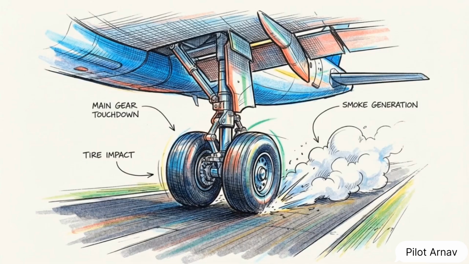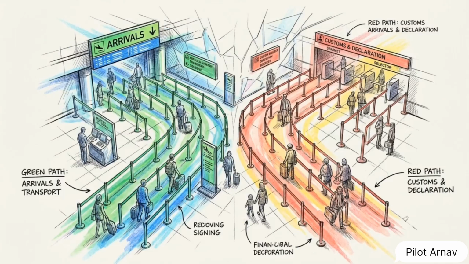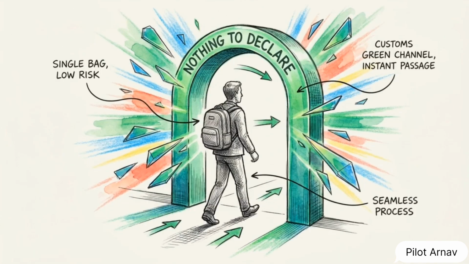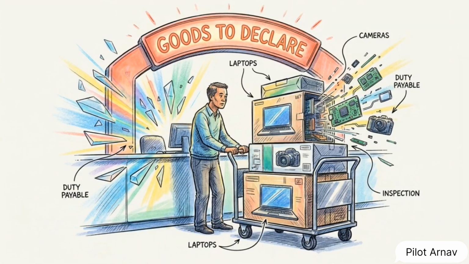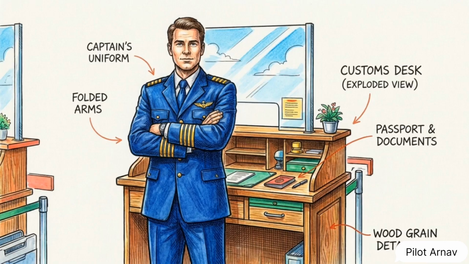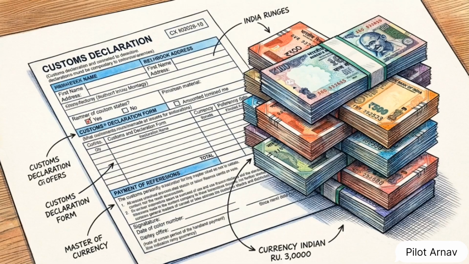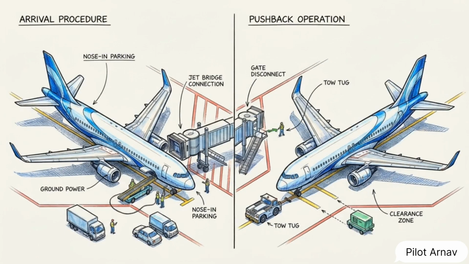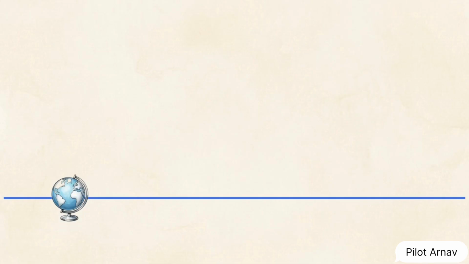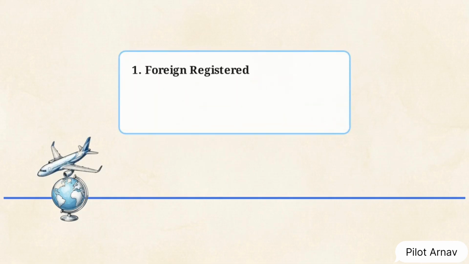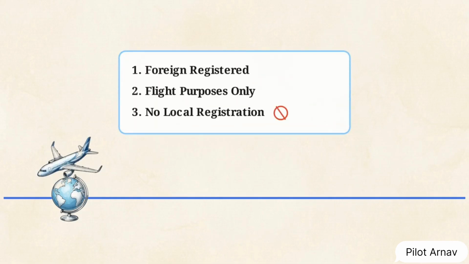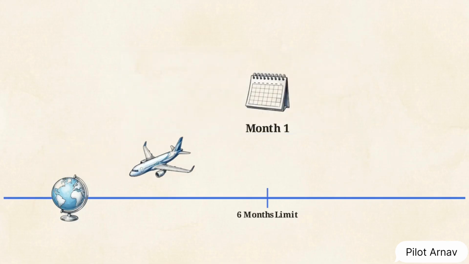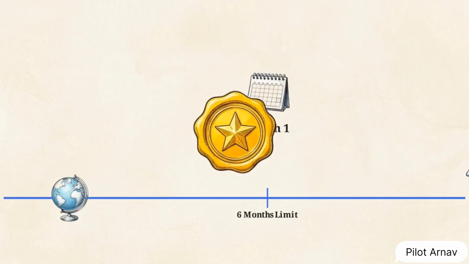Once the aircraft is on the ground, the final operational phase is navigating customs. Passenger clearance is streamlined into 2 channels: the green channel for those without dutiable goods, and the red channel for those carrying dutiable items. For air crews, the rules are rigid. They must declare currency, gold ornaments, and electronic goods upon arrival and departure. As this timeline illustrates, an aircraft itself is exempt from Indian customs duties only if it meets 4 specific conditions. It must be registered in a foreign state, brought in solely for flight purposes, not intended for local registration, and must depart within 6 months.